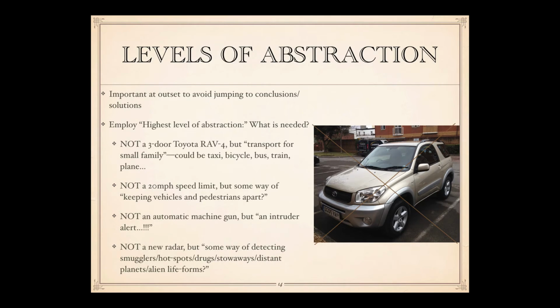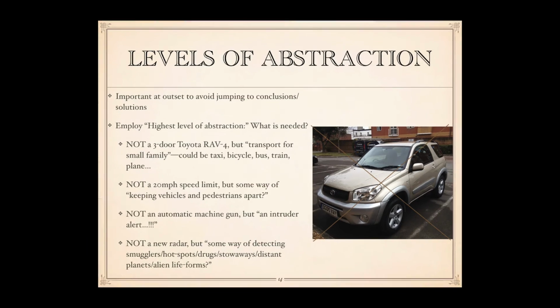Similarly, if there's a problem with accidents, the solution is not an immediate 20-mile-per-hour speed limit, but some way of keeping vehicles and pedestrians apart. And an intruder alert is a little more abstract, shall we say, than an automatic machine gun to address intruders. We may not need a new radar so much as some way of detecting smugglers, or hotspots, or drugs, or stowaways, or distant planets, or alien life forms. So level of abstraction is considerably less specific, and that's to avoid jumping to conclusions at the beginning of the exercise.